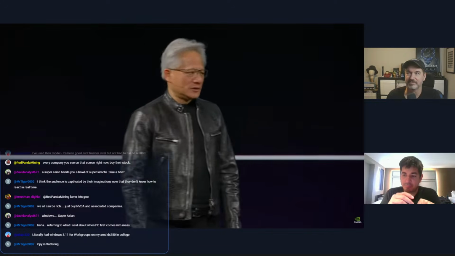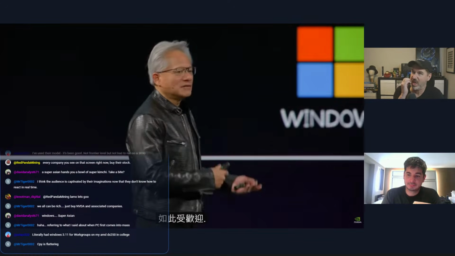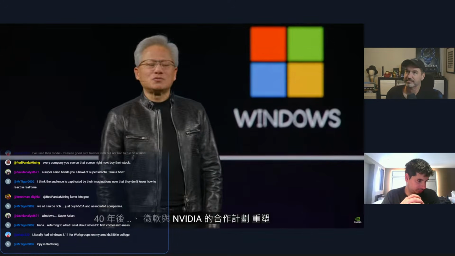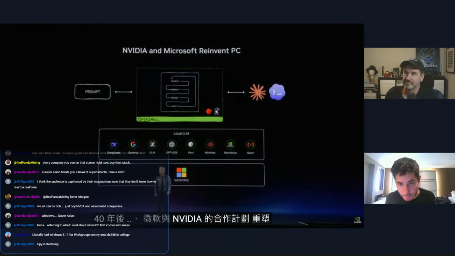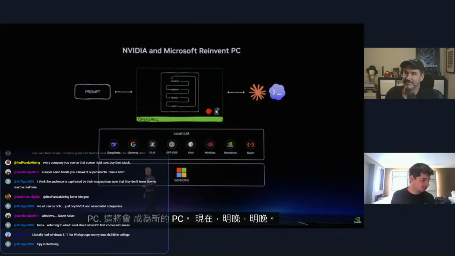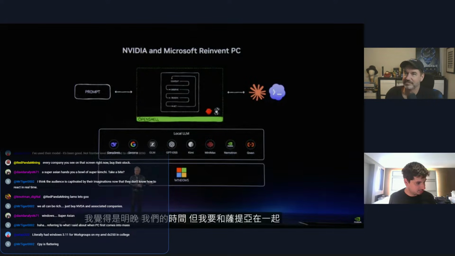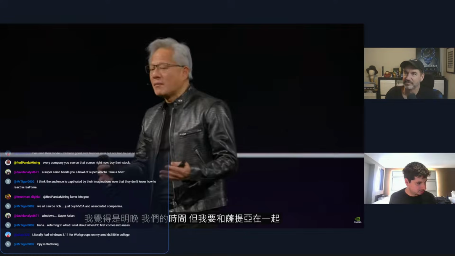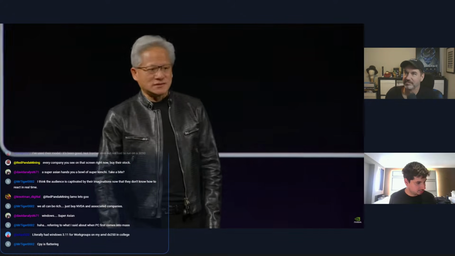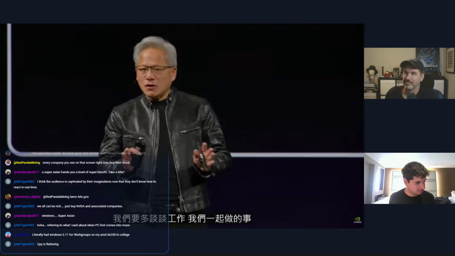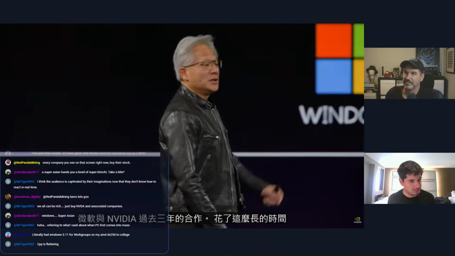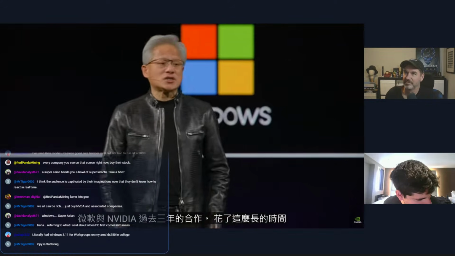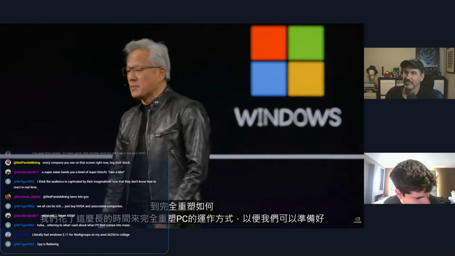40 years later, Microsoft and Nvidia are going to reinvent the PC. This is going to be the new PC. Tomorrow night, I think it's tomorrow night our time, I'm going to be with Satya, where we're going to talk a lot more about the work that we're doing together. Microsoft and NVIDIA, over the last 3 years, it took this long to completely reinvent how the PC is going to work so that we could be ready for this moment.